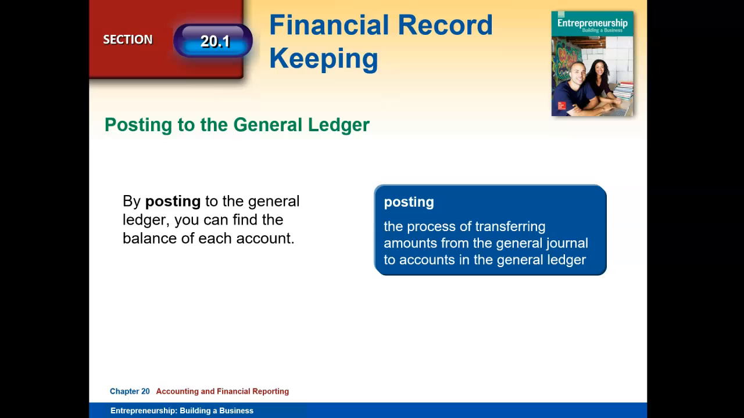So posting is the process of transferring amounts from the general journal to the general ledger. We're not going to do this in this class. You guys, if you go to accounting, that's kind of one of the things you do. You do a lot of posting. You do a lot of this stuff by hand, so you understand the process. And if you're actually going to be an accountant and get into it in college, this is just an awesome way to start, in high school.